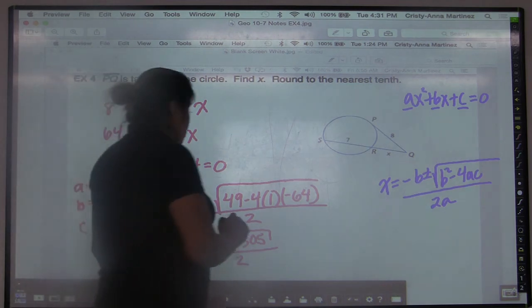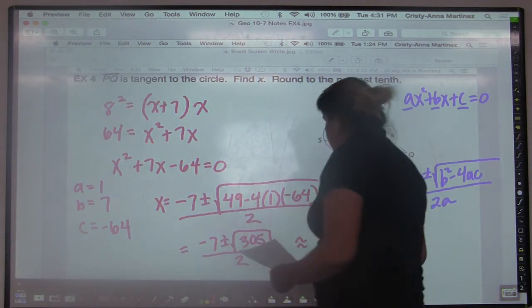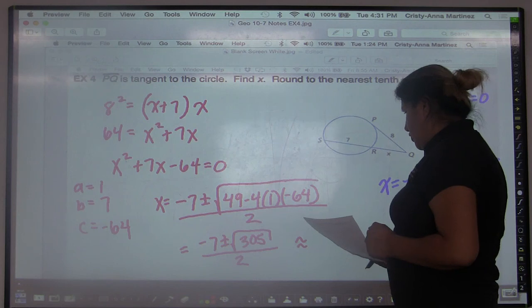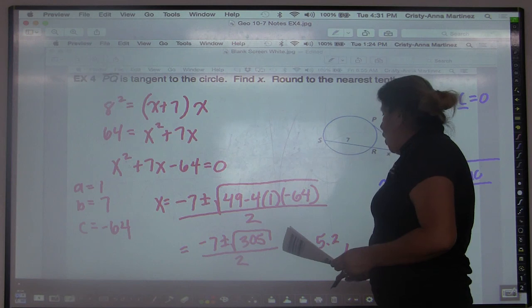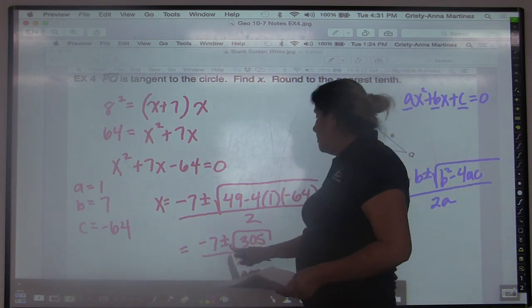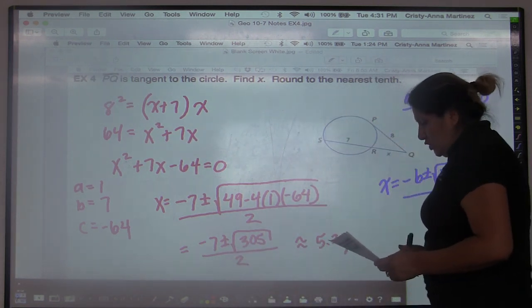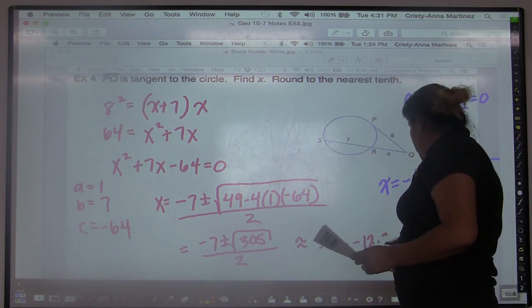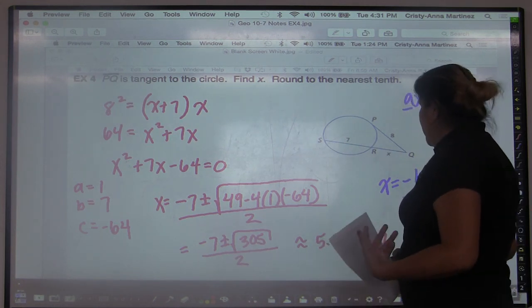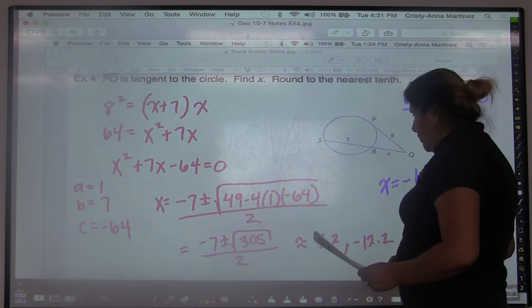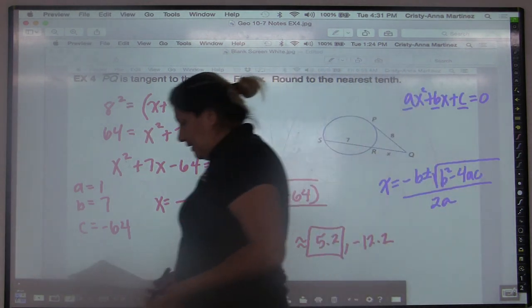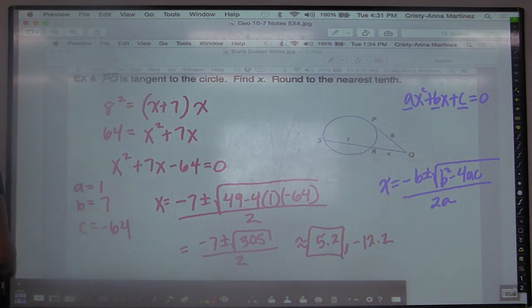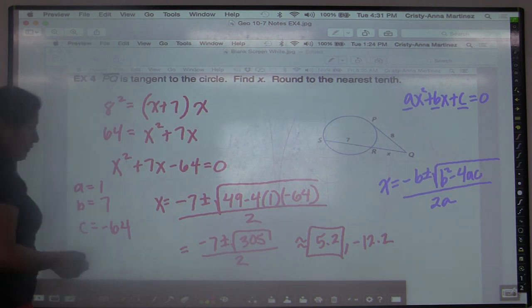And if I put that in the calculator, I get two solutions. Negative 7 plus the square root of 305 and then divided by 2 is either 5.2, or if you take negative 7 and subtract the square root of 305 and then divide by 2, you get negative 12.2. But we're not talking about lengths here, and we don't want to deal with negative lengths. So at this point, we decide that the 5.2 is the length that makes sense, not the negative length. So we eliminate the possibility for the negative 12.2, and we stick with 5.2 as our answer. So that is how you do example 4.